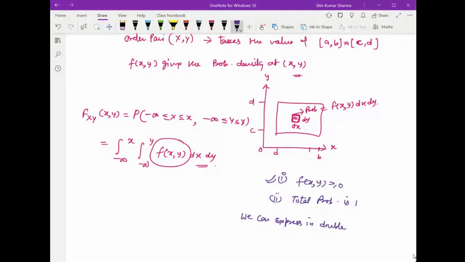Area. In the two-dimensional case, we calculate the area. For three-dimensional, we calculate the volume. So we take the small rectangle portion, taking the width and length. So the area of a rectangle is length into width.